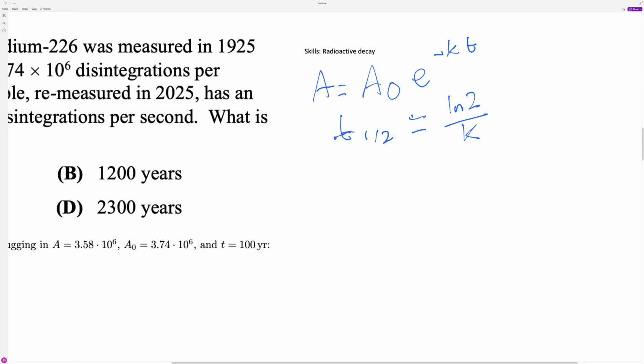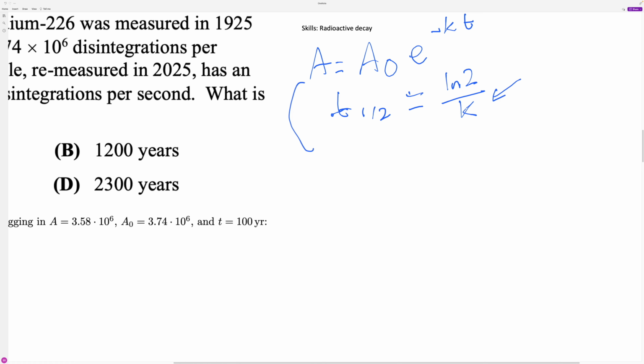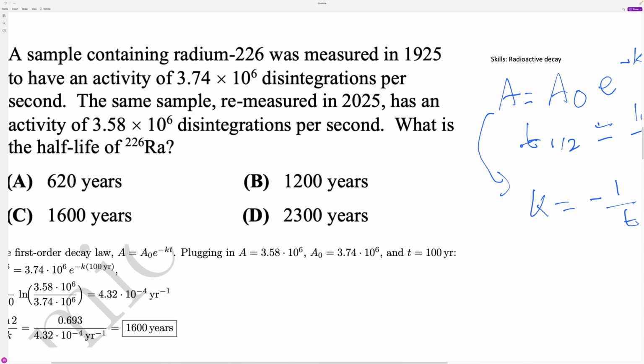This is just saying that the half-life here of the substance is going to be equal to ln2 over k. So we first need to solve for k and then plug it into here. So rearranging this equation, we have k equals negative 1 over t ln A over A0. You can pause to see how I got that. It's just doing some algebraic manipulation. And we have all of these values here.